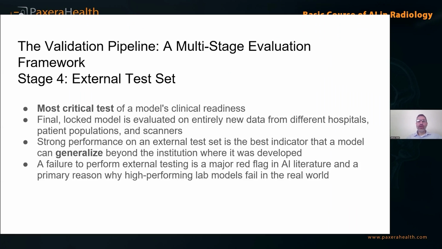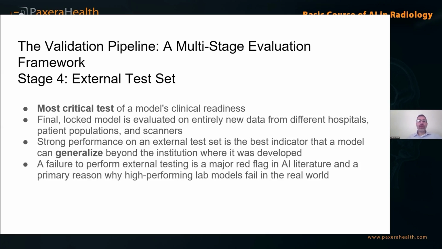So it's the most critical part to determine an algorithm's or model's readiness, right? It's the locked-in model that is tested on entirely new data from different hospitals, patient populations, and scanners. So you could have the best whiz-bang tool from your department or your institution, but if it can't generalize, it's not going to be very useful to anybody outside of your institution. Strong performance on an external test set is the best indicator that a model can generalize beyond the institution where it was developed.